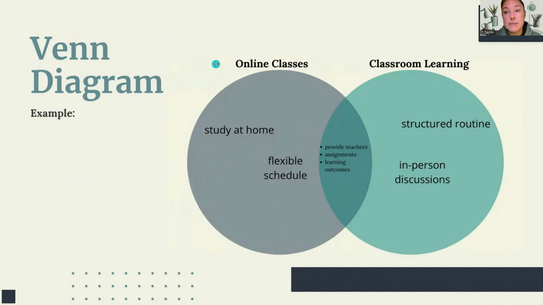So we have online classes on the left and classroom learning on the right. All of the facts and details about online classes that we want to include, that we know about: study at home, flexible schedule, including any questions you might have for research. And then for classroom learning, you would put structured routine, in-person discussions, and in the center, what the online classes and classroom learning have in common. So provide teachers, assignments, learning outcomes, so there's all the details, and they're mapped out in that structure.